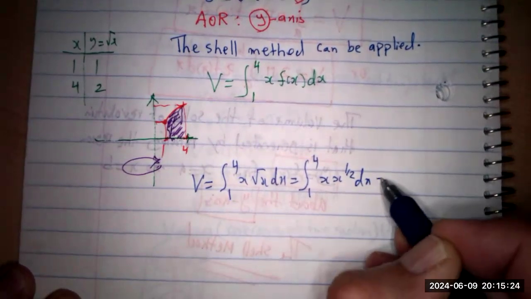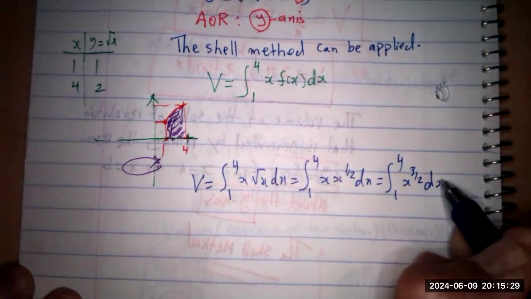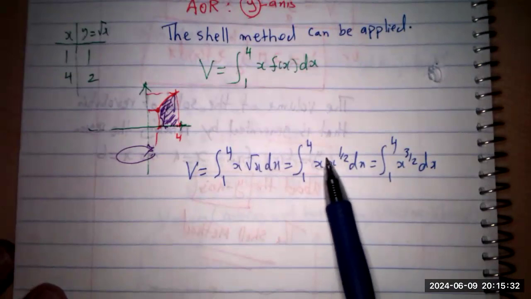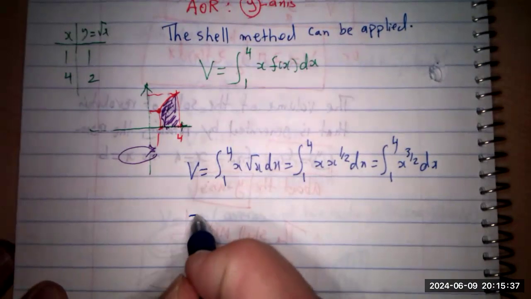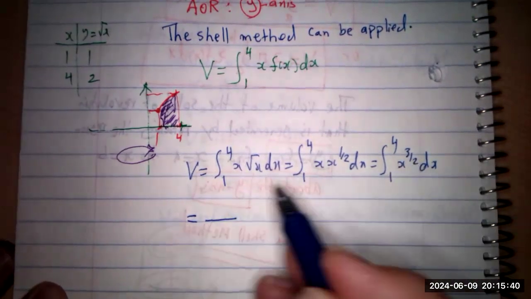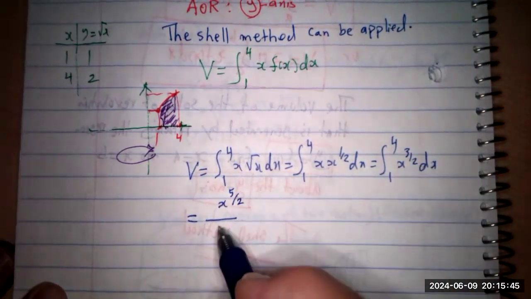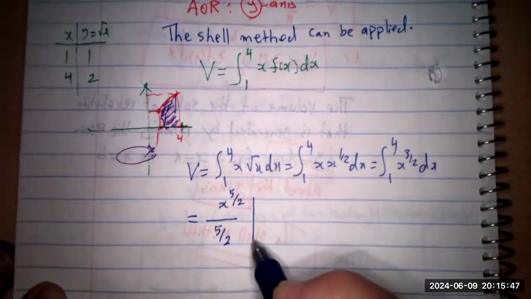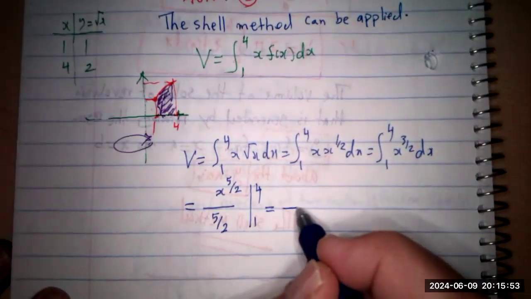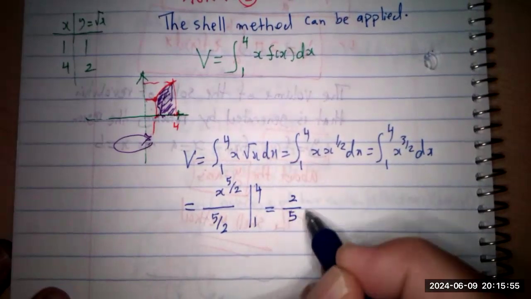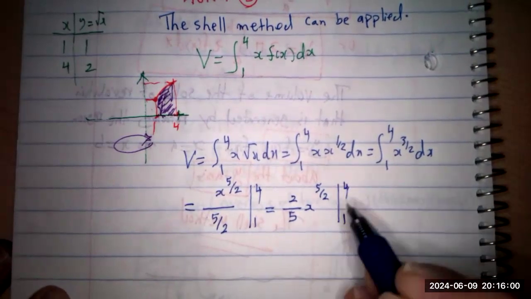So that gives you the integral from 1 to 4 of x to the 3/2 dx. I add the power: 1 plus 1/2, 1.5. Now you integrate it, so that gives you x to the 5/2, because you add 1 to the power, divided by the 5/2. No constant, going from 1 to 4. You take the reciprocal, so that gives 2/5. So 2/5 x to the 5/2, going from 1 to 4.